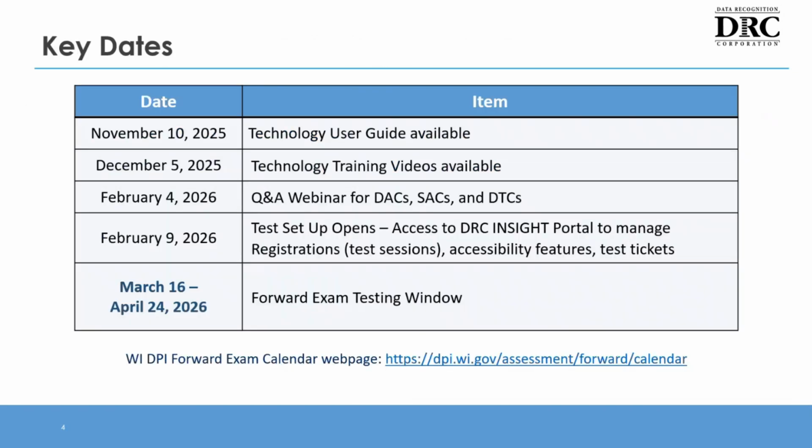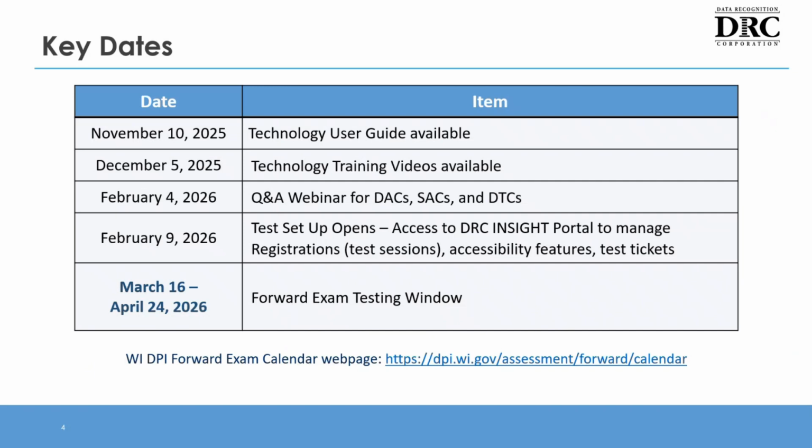First, let's start with a few key dates. The Technology User Guide, along with our other technology readiness resources, were available on November 10th, so those documents are out there on the DRC Insight portal as well as on DPI's website. There will be one Q&A webinar held on February 4th for DACs, SACs, and DTCs to have an opportunity to ask any questions you may have.